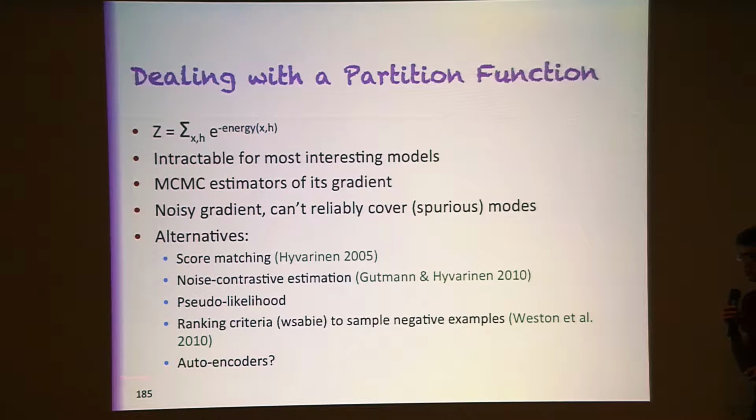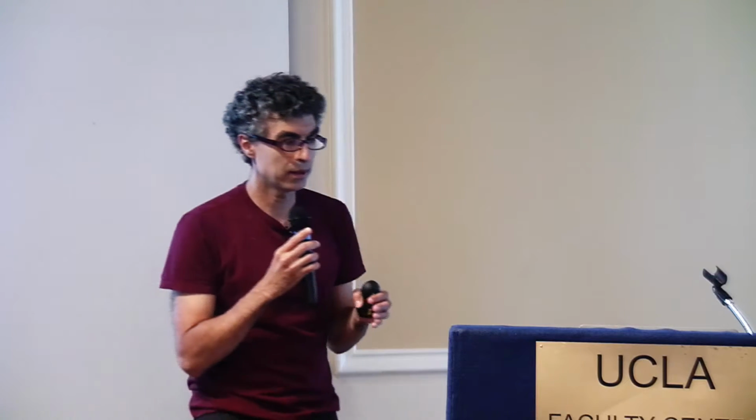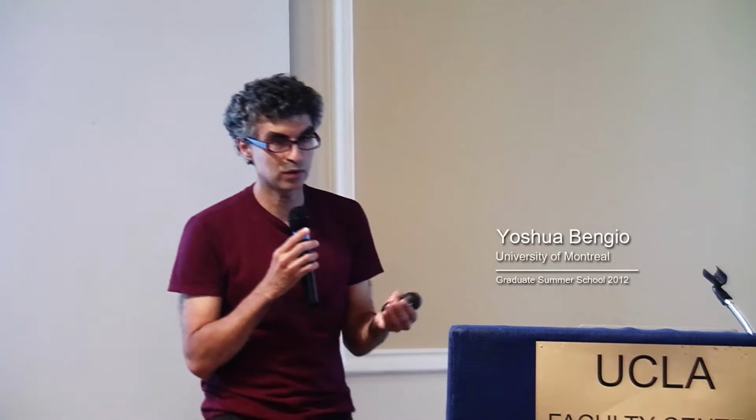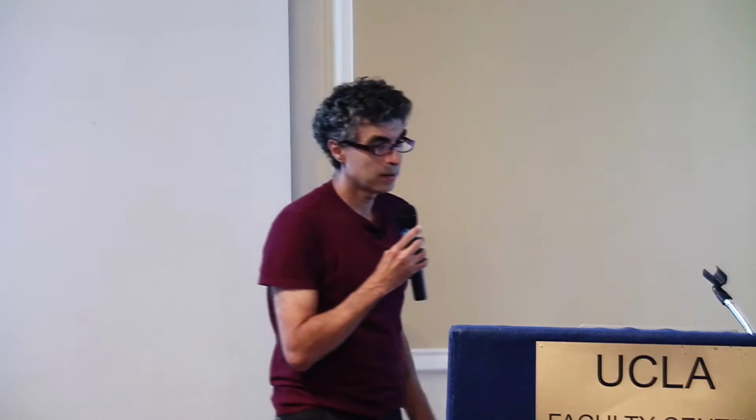And I already talked about autoencoders. I'll say a few more words about them as well. And then we'll talk about sampling issues and some of the fundamental difficulties in trying to sample from probabilistic models.